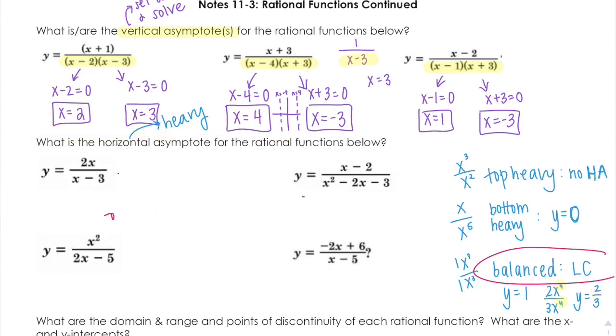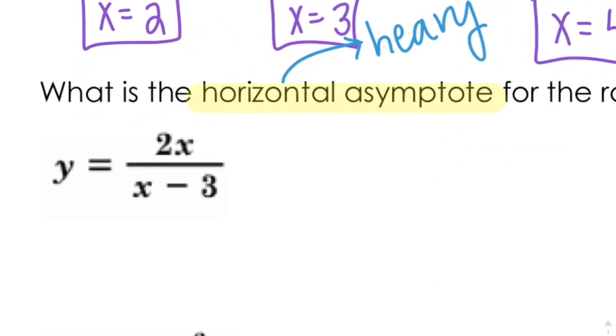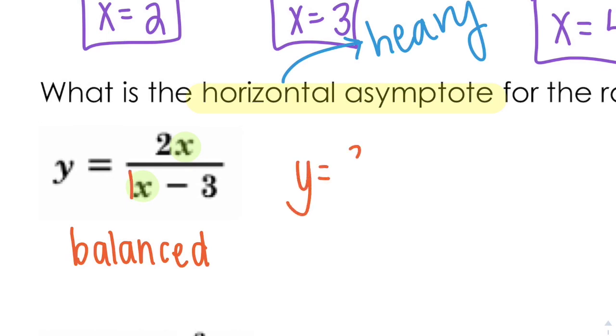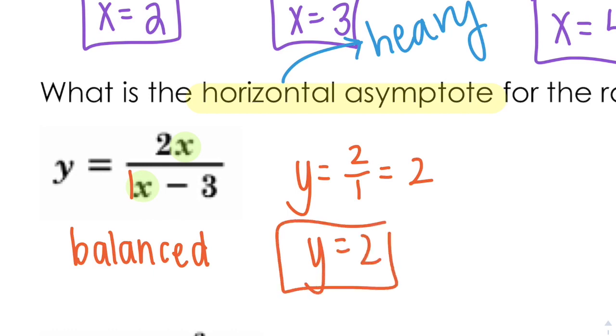So horizontal, I need to find out, is it bigger on the bottom, bigger on the top, bottom heavy, top heavy, or is it balanced? And that tells me my horizontal asymptote. So taking a look at this first one, x and x. That means that it's balanced because my exponents, my degrees are the same on the bottom, on the top. So balanced means divide your leading coefficients. So that's a 1. So my horizontal asymptote is 2 over 1, which is just 2. So y equals 2. That's it.